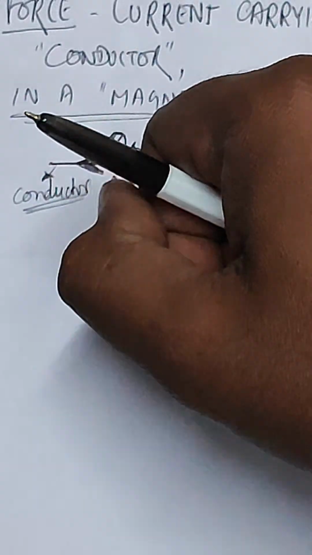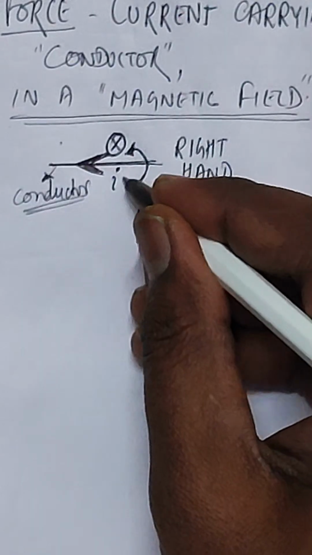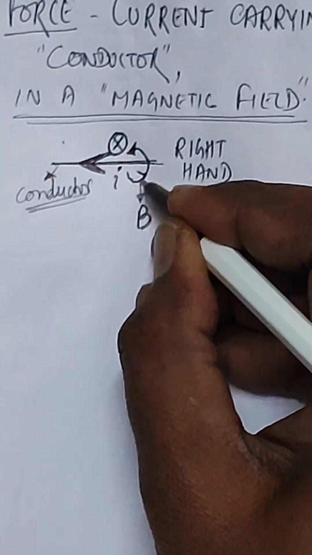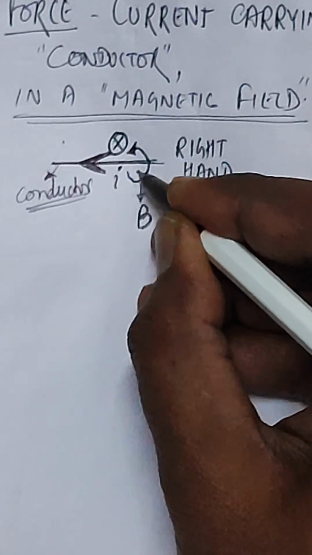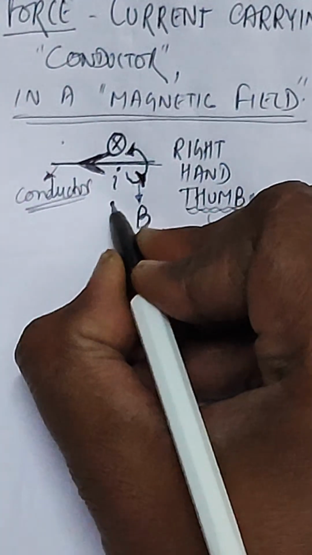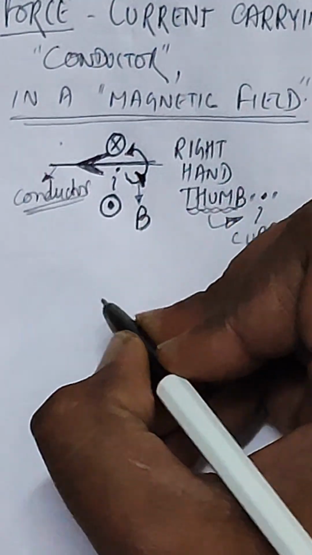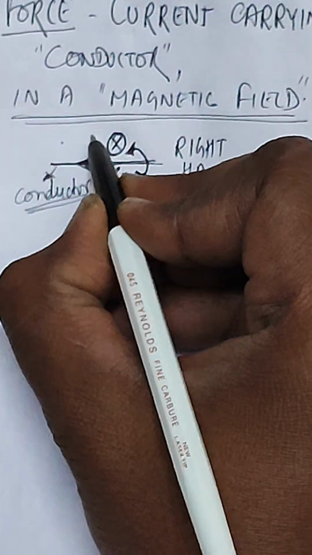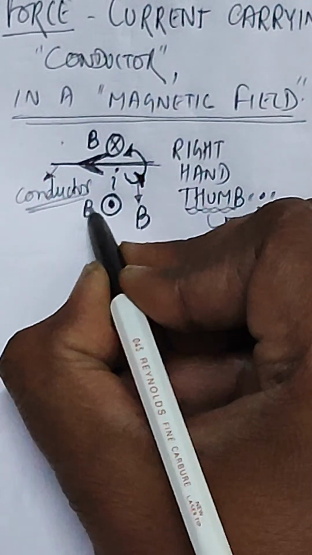You can see this portion coming out from here. So we can say that the direction of the magnetic field will be like this, out of the plane of the paper. This is the direction of B, the magnetic field.